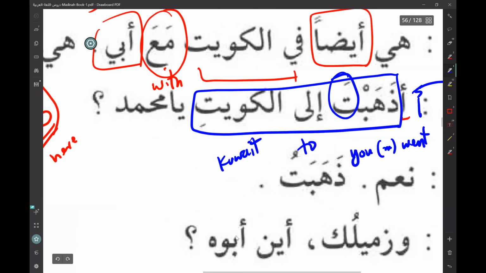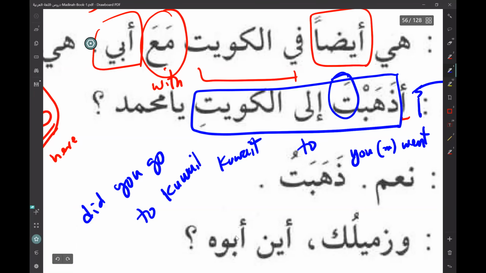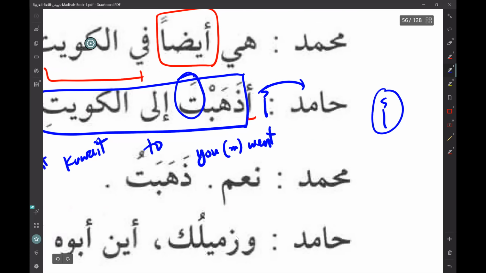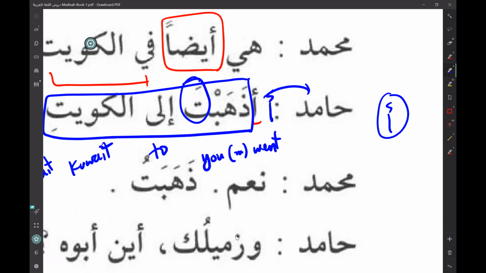I'll just write it down just in case. It will be: did you go to Kuwait? It's the same thing, right? It's just that in English, you have to rearrange the words. Because this is a yes or no question, you have two options, Hamza or Hal. You can say Hal also. Hal dhahabta ila Kuwait?